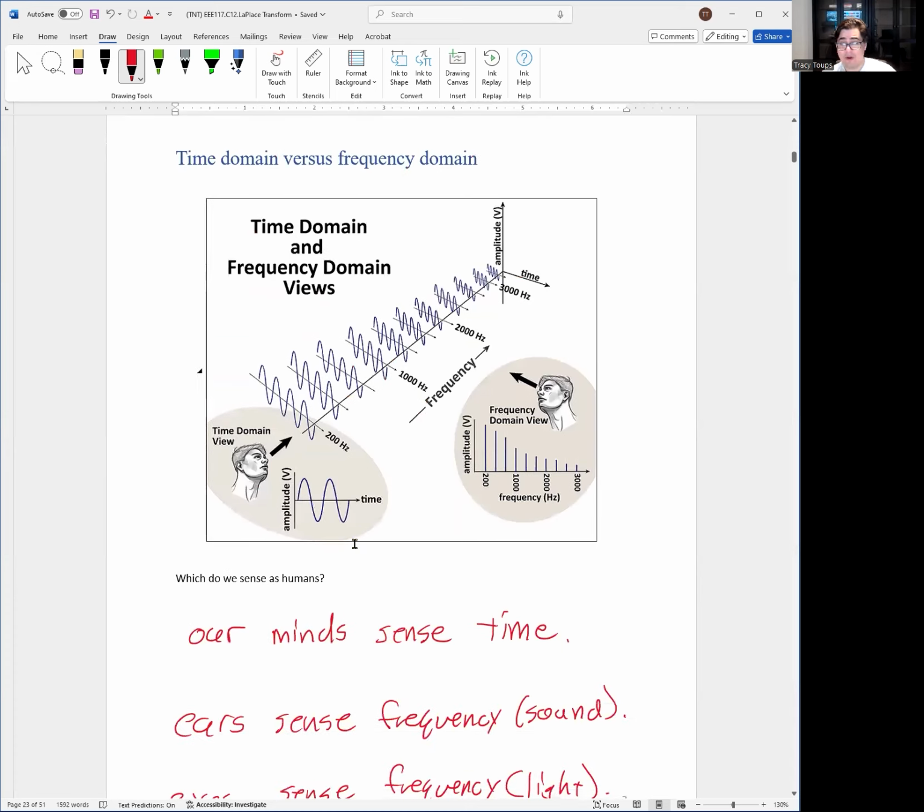Now, before I go any further, everybody always asks, well, what's time domain? What's frequency? You know what the terms mean, but give me some real life examples, right? Because otherwise you don't know what you're memorizing.